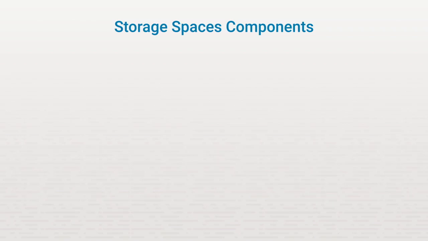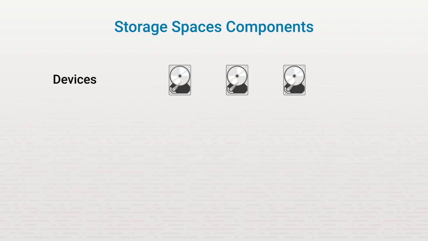Now, if you've ever worked with Linux systems and used Logical Volume Manager to manage storage space on Linux, then the concepts we're going to talk about here are going to be quite familiar to you. Storage spaces on Windows is composed of three key components. First, we have our storage devices represented by these three different hard drives over here.